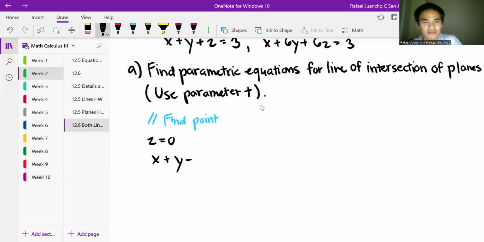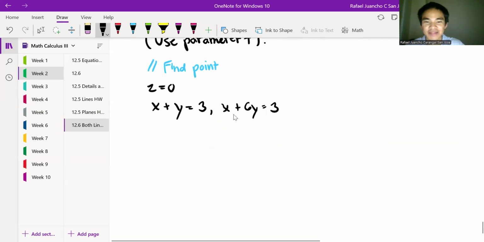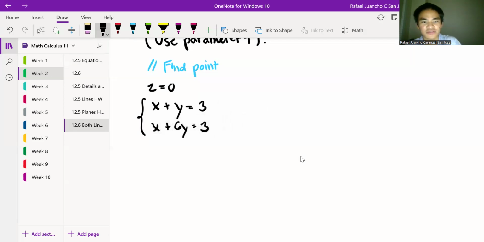X plus y is 3. X plus 6y is 3. I feel like I should have done the x. I'm kidding, I think any of them could work. Now we just do a system of equations here. So I'm gonna put this down here and do some system of equations.